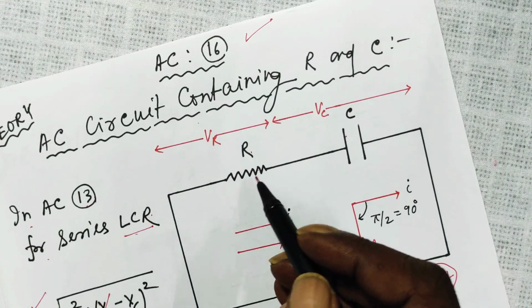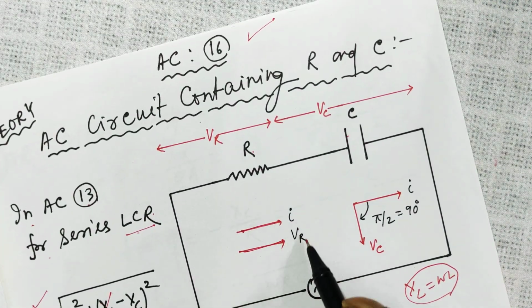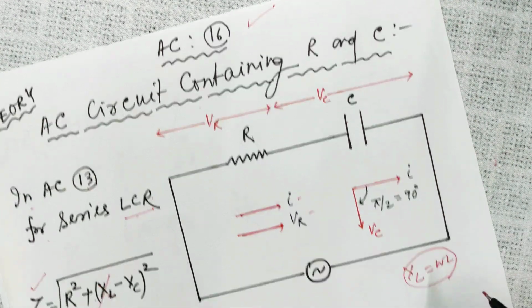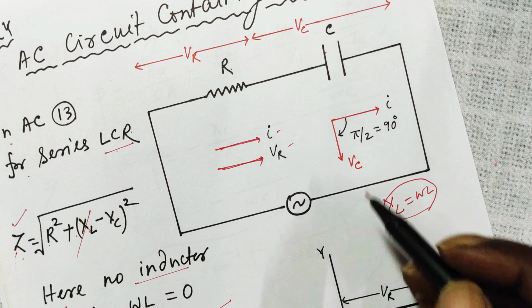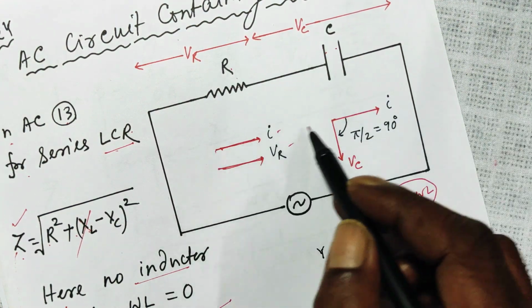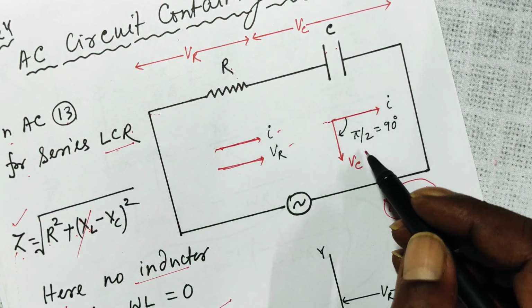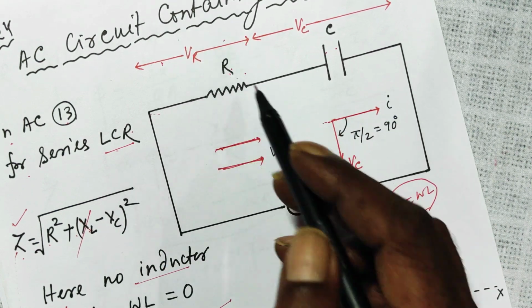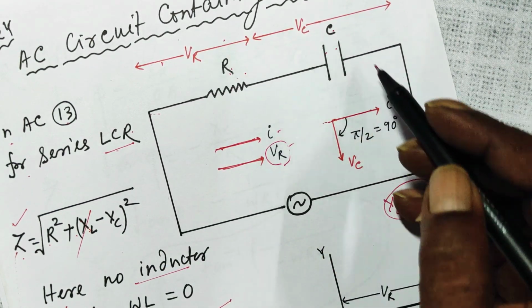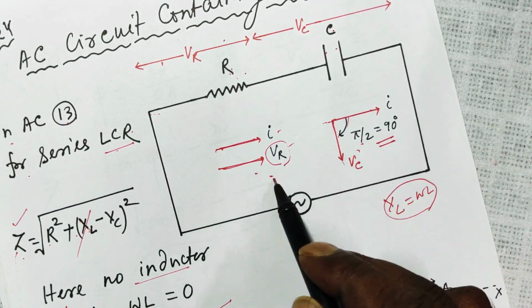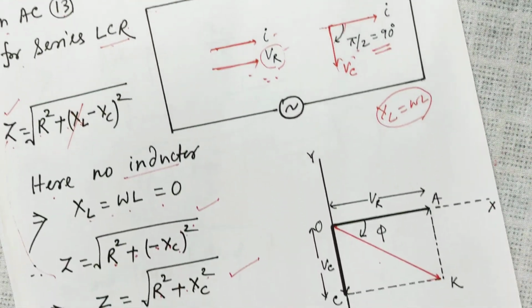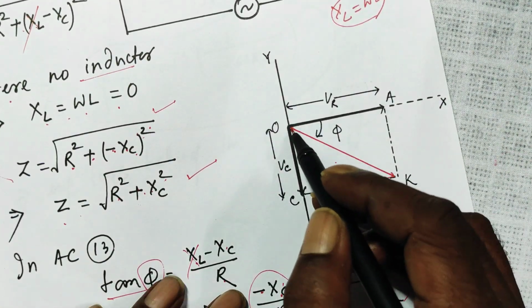For the resistor, the current and voltage are in phase, and for a capacitor we know the current was ahead of the voltage, or the same thing as saying the voltage was lagging behind the current by pi by 2. For both of them, the direction of current remains the same because they are in series. The voltage across the resistor is this, and the voltage across the capacitor is lagging behind the current by pi by 2. These two figures I translate to this diagram.